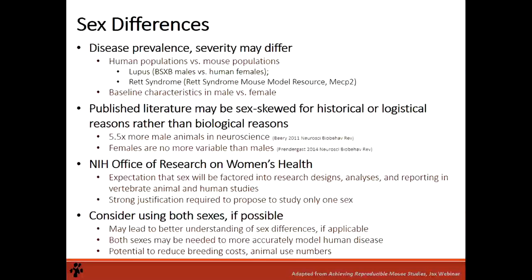So we've heard a lot from NIH and other sources today about sex differences, and we appreciate, but it's often, quite frankly, been ignored in the literature, that disease prevalence and severity of disease can be and often is dependent on the sex of the animal. The published literature is often sex skewed for historical or logistical reasons, and this is particularly true for those of us who do neurological research, where it's much more common to use a male subject than a female subject.